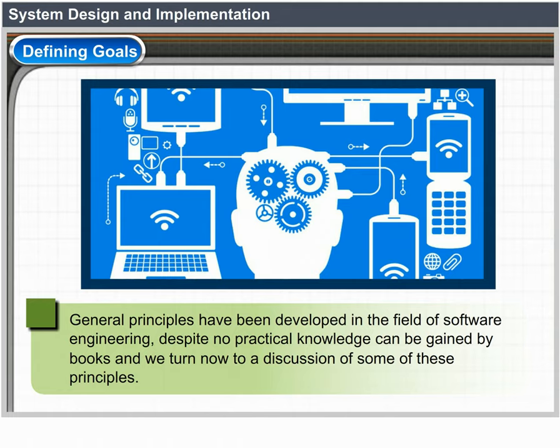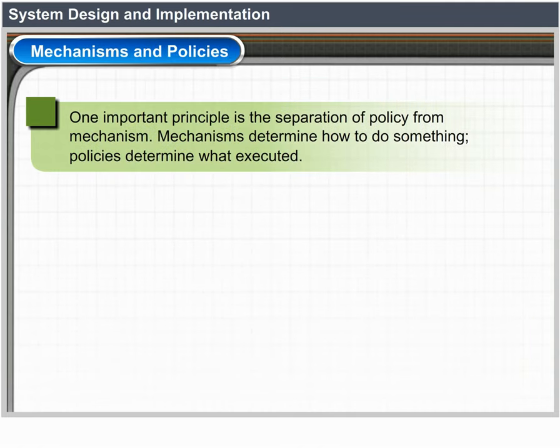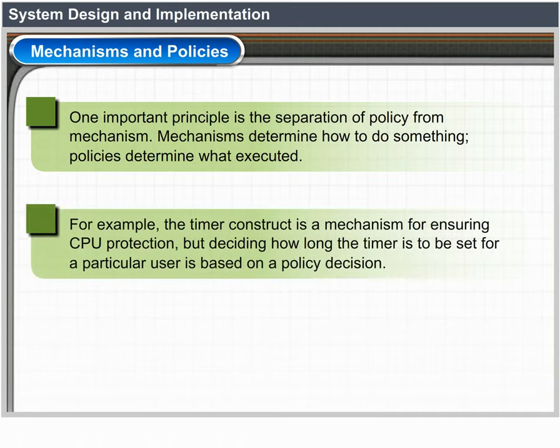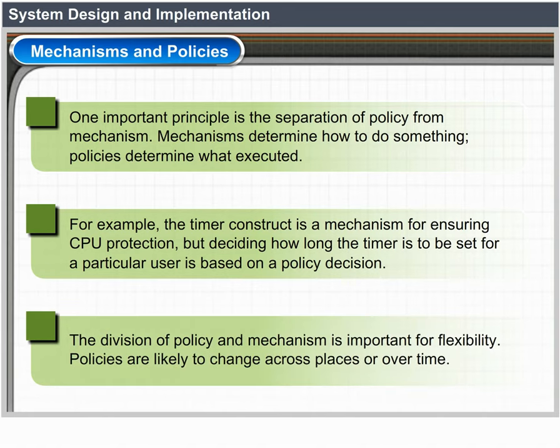One important principle is the separation of policy from mechanism. Mechanisms determine how to do something. Policies determine what will be done. For example, the timer construct is a mechanism for ensuring CPU protection, but deciding how long the timer is to be set for a particular user is a policy decision. The separation of policy and mechanism is important for flexibility. Policies are likely to change across places or over time.